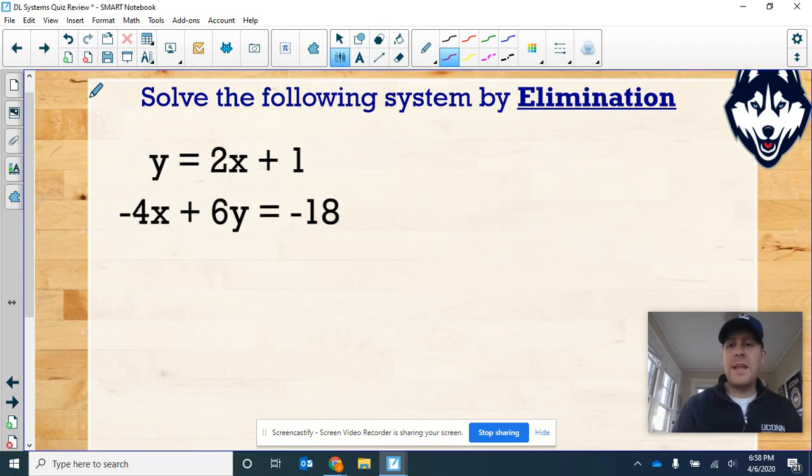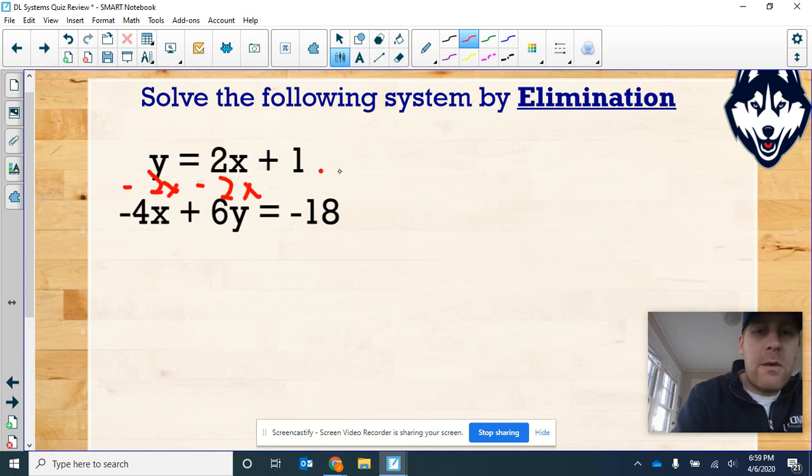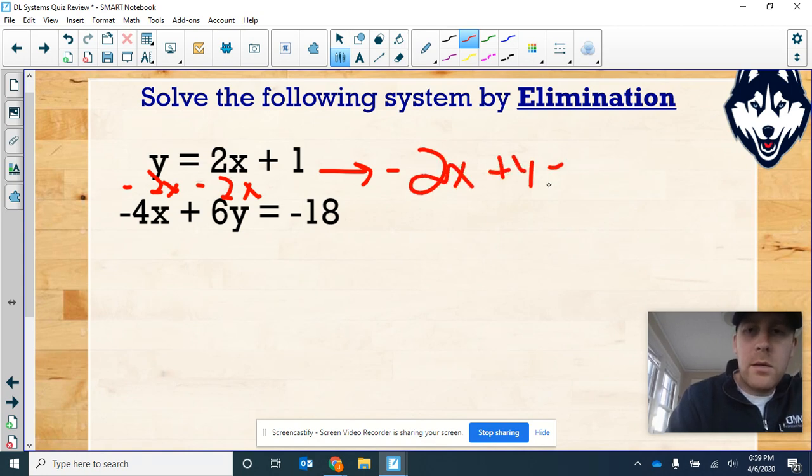So our first step for elimination, we need all our terms to be lined up. So I need x's, y's, and then our constants. This is what Ms. Sofianos told you guys last week, we call it semi-standard form. It's not the formal standard form, but we do want x and y on the same side of the equation. So for this top equation, we want to get the x term on the same side as y. So we're going to subtract 2x from both sides first. When we do that, we get negative 2x plus y equals 1. Now my bottom equation was already in that semi-standard form, so I can leave that as negative 4x plus 6y equals negative 18.